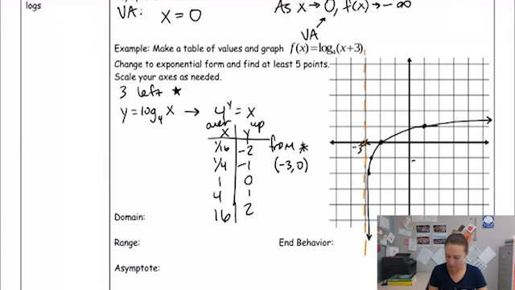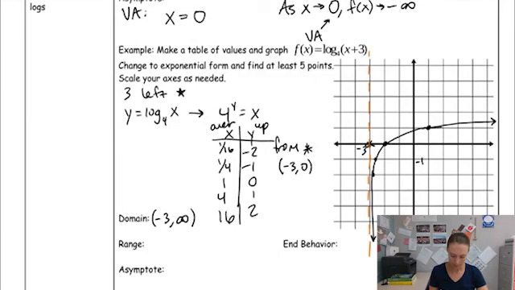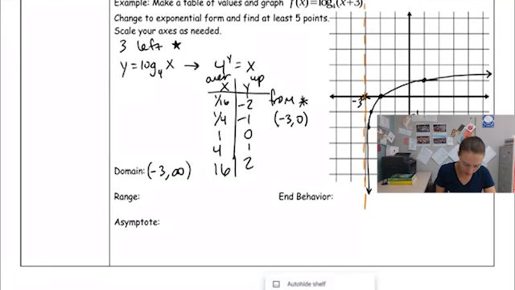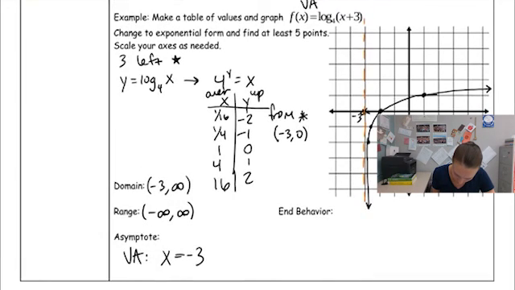All right, so my domain in this case, so this was -3. I should always at least number one number on each axis so I know what I was counting by. My domain is going to be from -3 to infinity, or x greater than -3. My range is still all real numbers, -infinity to infinity. My vertical asymptote is at x equals -3. And my end behavior, as x approaches infinity, f of x approaches infinity, slowly but surely.